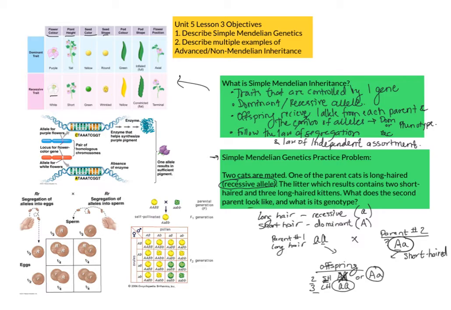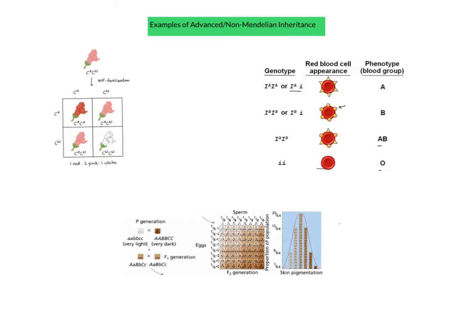Okay, so let's think about examples of traits that follow what we call advanced or non-Mendelian inheritance patterns. And so in class I mentioned that there are lots of different examples, but really what you need to know for this class and for the AP exam is just a little bit about each one of these and an example of each one of these. So let's go ahead and think about a few of these on this slide.